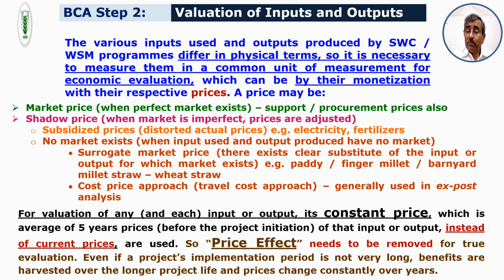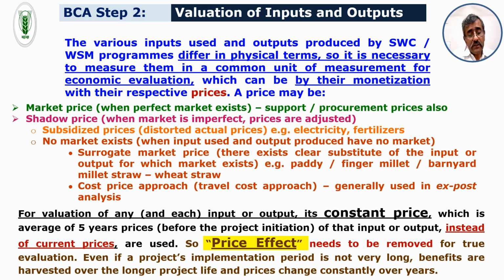But it's important to remember that only the constant price of each input or output will be used for the valuation instead of current prices. This constant price will be estimated based on the average of 5 years' prices before the project initiation of that input or output. So why do we need to use the constant price? We have to do so to remove the price effect for the true valuation.